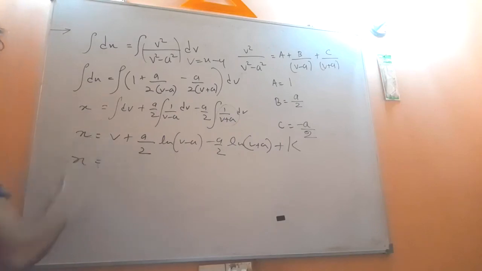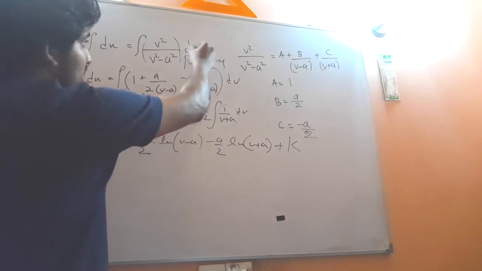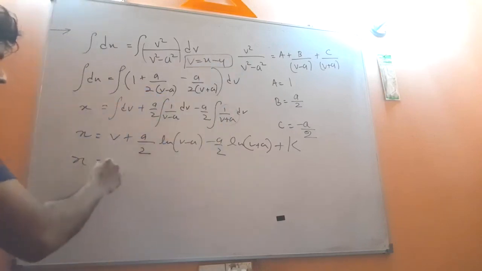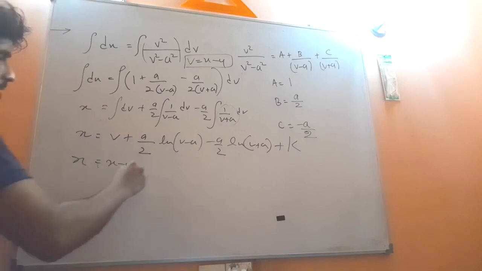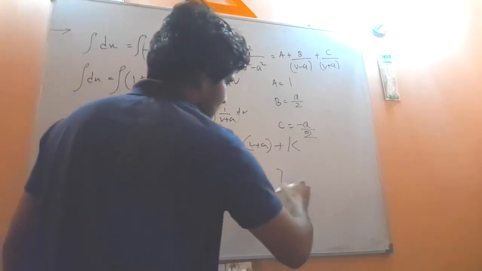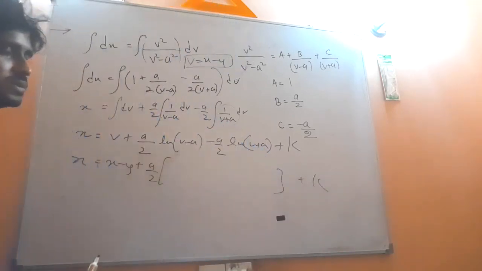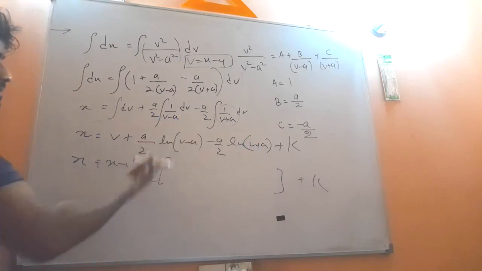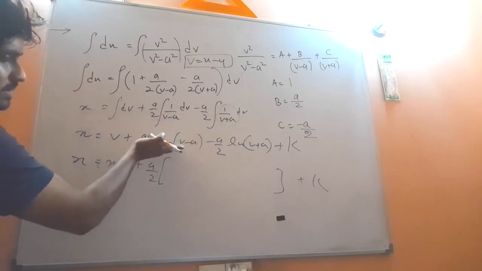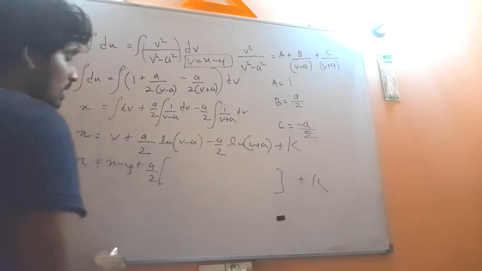So what is the answer? X v. Now what is v in the problem? Right? What is v in the problem? So now you know we already used some substitution where we considered x minus y as v. So then v means x minus y, right? Plus a by 2 times this constant k is there. A by 2 times ln this part minus that part. So now you know when considering ln these logarithmic cases, but this is not log, okay? This is ln, right? Natural log.